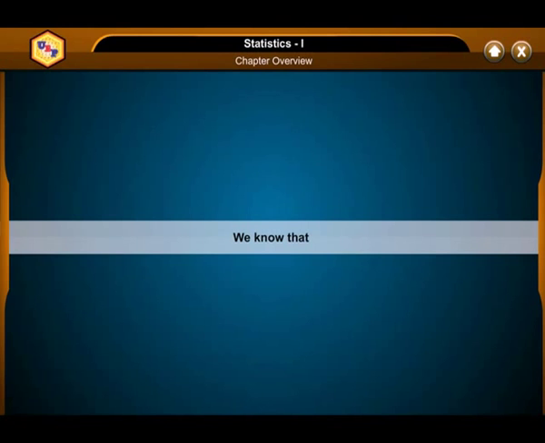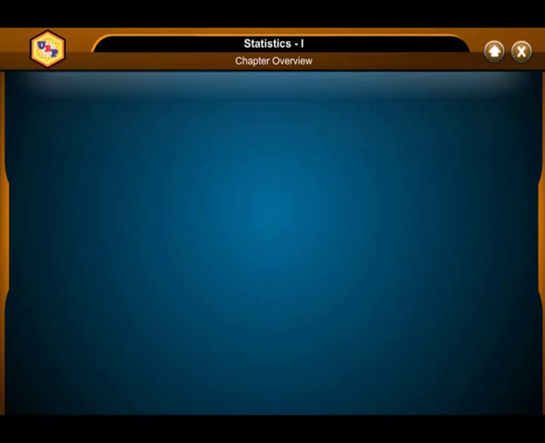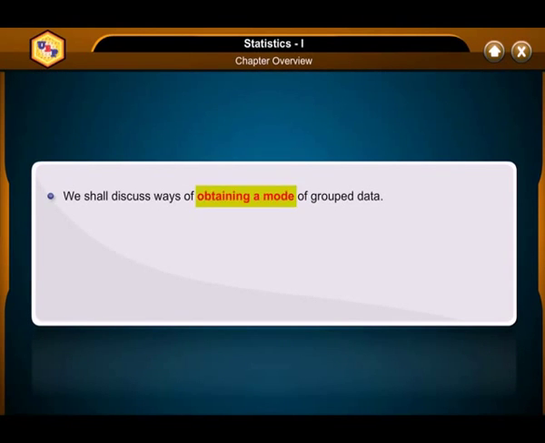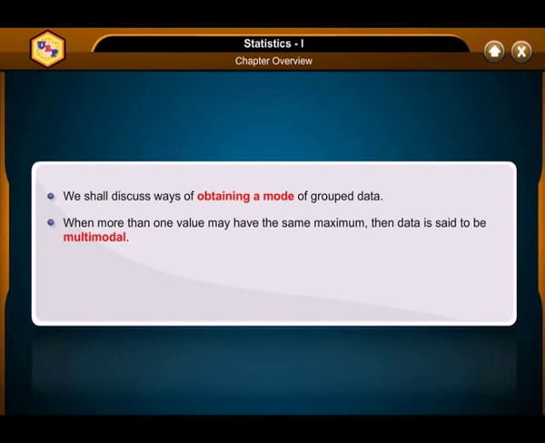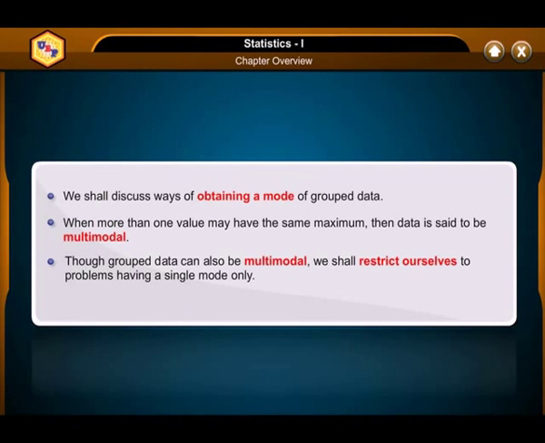We know that a mode is that value among the observations which occurs most often. Mode is the value of the observation having the maximum frequency. We shall discuss ways of obtaining a mode of grouped data. When more than one value may have the same maximum, then data is said to be multimodal. Though grouped data can also be multimodal, we shall restrict ourselves to problems having a single mode only.